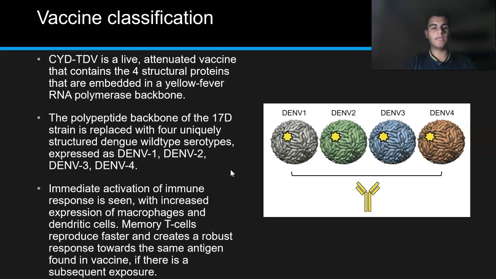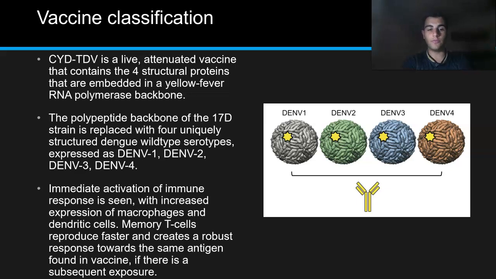So the CYD-TDV is a live attenuated vaccine that contains the four structural proteins that are embedded in a yellow fever RNA polymerase backbone virus. They use the yellow fever virus because it's under the same genus, the flavivirus, as the dengue virus. So structurally, it's very similar. The only changes that they make are in the polypeptide backbone, where they replace it with dengue wild serotypes, as you can see here on the right, the DNV1, 2, 3, and 4.